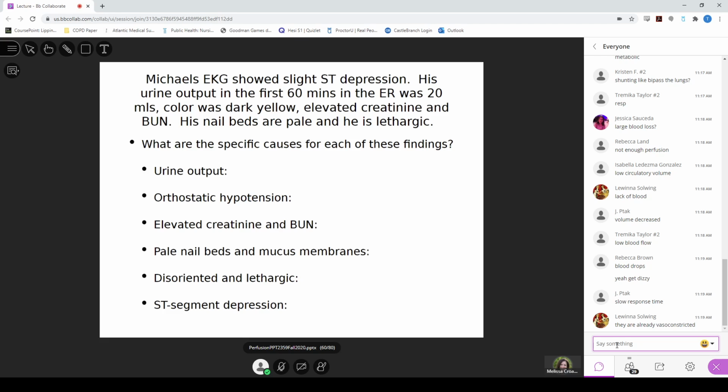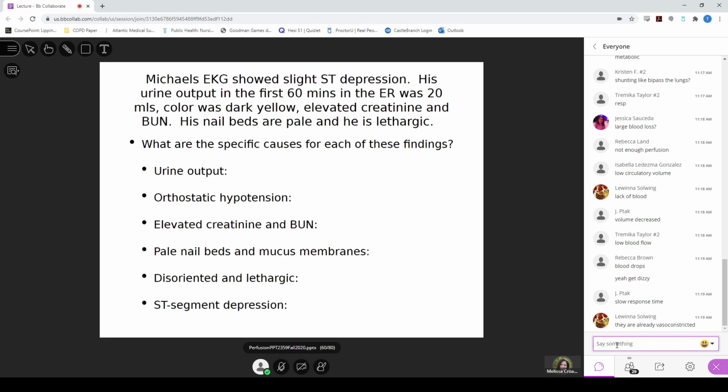And then the elevated creatinine and BUN, we know that's because the kidneys are not able to excrete the normal waste production. So the kidneys are taking a hit. And also the decreased perfusion to the kidneys makes it difficult for them to get the waste out at that point.